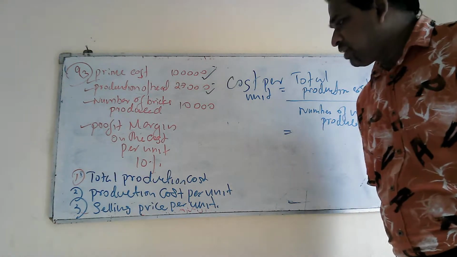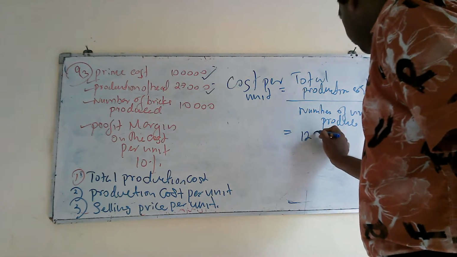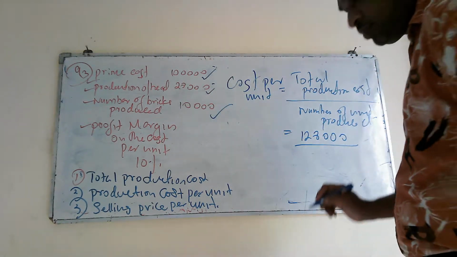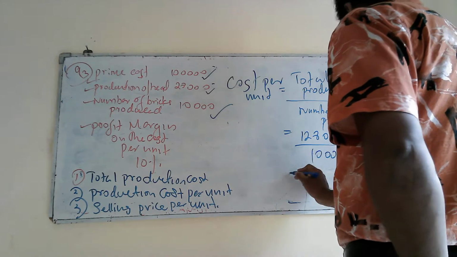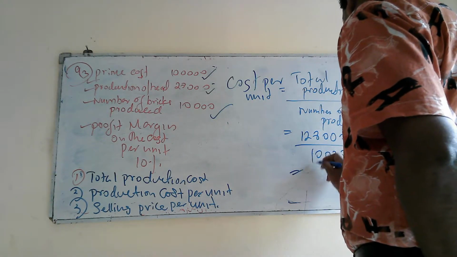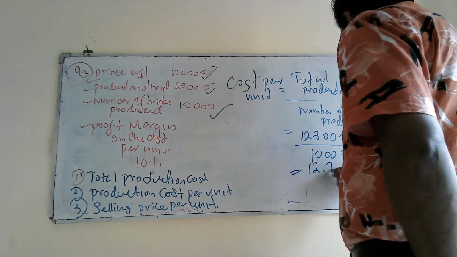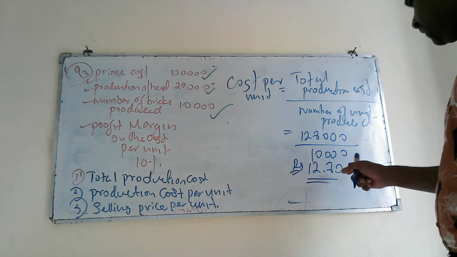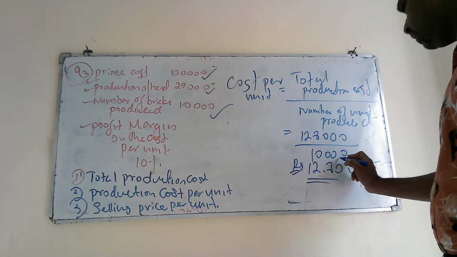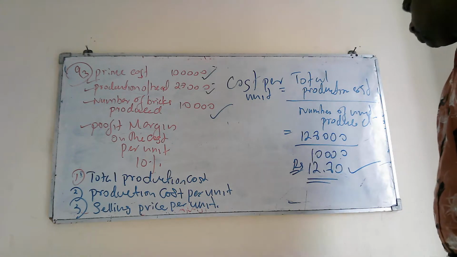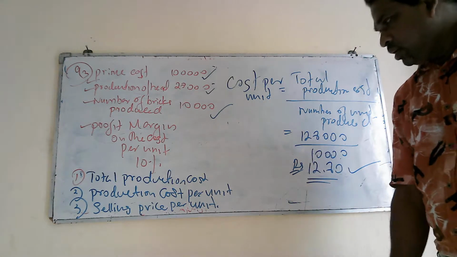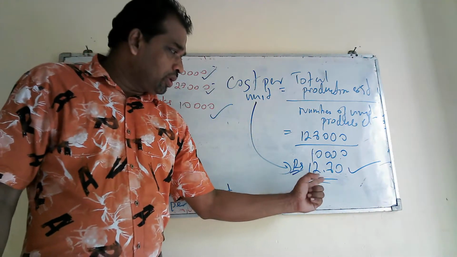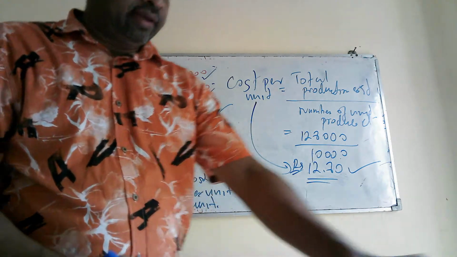Right. Here the total cost of production you got is 128,000 and the number of units produced during the period you are given is 10,000 units. You divide by 10,000 units, then you get 12.8 rupees per unit. 128,000 divided by 10,000 is 12.8 rupees per unit. That is the unit cost. Per unit cost is 12 rupees and 80 cents. Right.